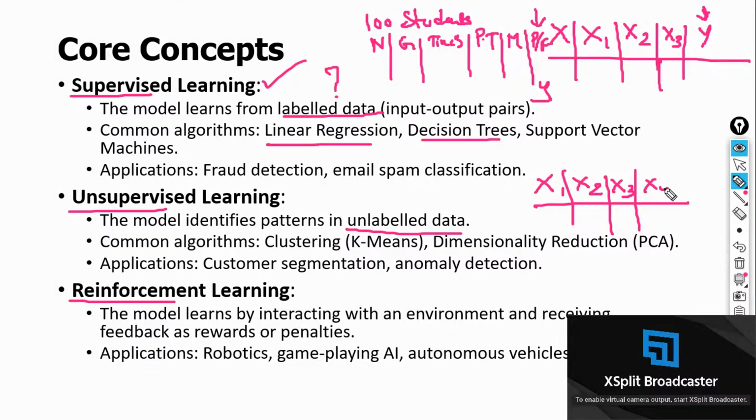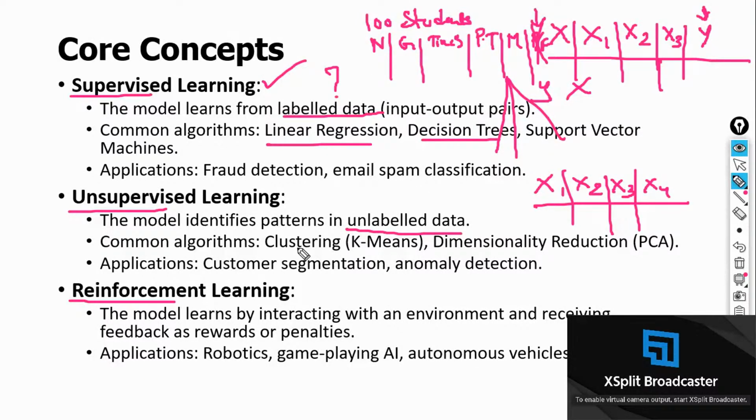Akhil, again, can you give an example? I'll take the same data and remove this column. I'll assume all these as inputs, and instead of predicting, what if I want to group you guys based on your performance? I'll group you into three groups. Am I predicting anything? No. I'm just grouping you based on your characteristics.